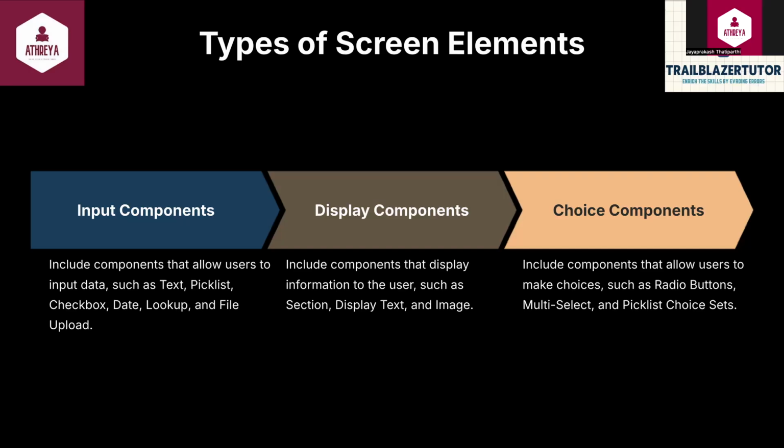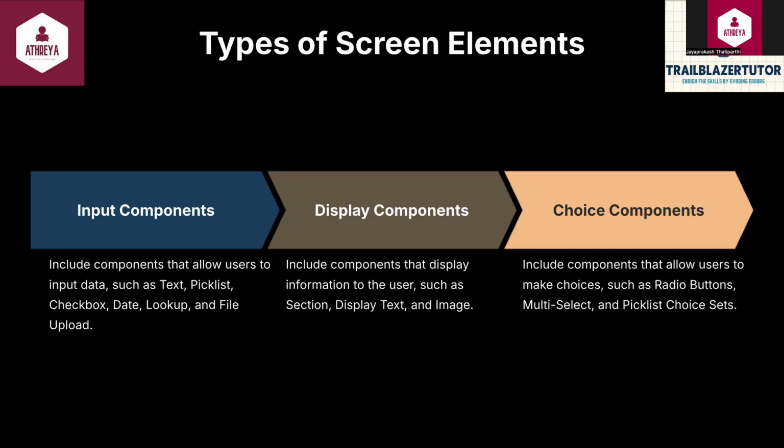Screen elements in Salesforce Screen Flow can be grouped into three main categories. The input components. These components are used to capture data from the user. Common input elements include text for entering names, comments, or notes, picklist for selecting predefined options like job role or department, checkbox for simple yes/no inputs, date for capturing interview dates or application deadlines, lookup for searching related records such as linking a candidate to a position, file upload for attaching resumes, photos, and other documents. These components make your flow interactive and ensure users provide the right information in a structured format.